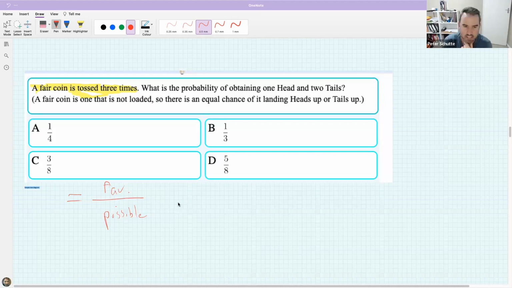And we need a way of keeping track of what are the favorable and what are the possible. Does anybody have any ideas from your studies about how we could visualize this? Because that's really what we need, a tool to help us. Any ideas from class? Are they mutually exclusive?